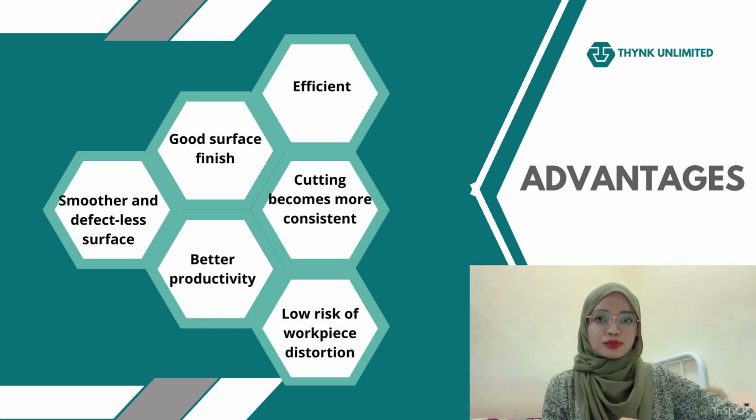Next is a smoother and defect-free surface. A high-speed milling machine's process uses a low milling force, so the workpiece will have low thermal deformity, and the machining accuracy of high-speed milling is high. Next is a low risk of workpiece distortion. The higher the speed, the lower the cutting force. It also generates less heat, which reduces the risk of tool deflection or workpiece distortion.